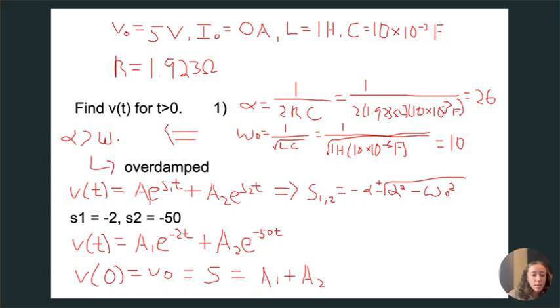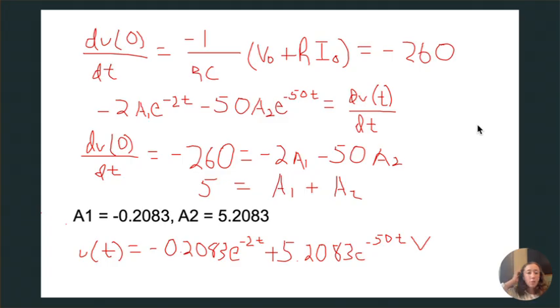Plug that back into the V of t equation, and then we need to solve for those coefficients, a1 and a2, which is done by using the initial condition of 5 volts, so V of 0 is equal to V naught, which is equal to 5, and then we're plugging 0 in for t. So since t is 0, e to the 0 is 1, we get 5 equals a1 plus a2. Now, remember that because we need to solve for the derivative next.